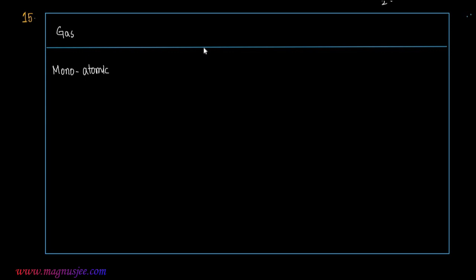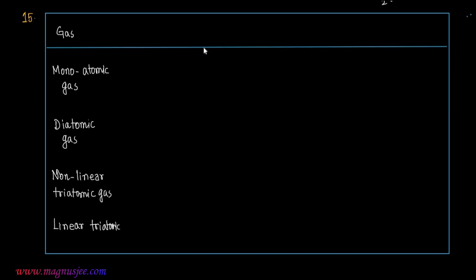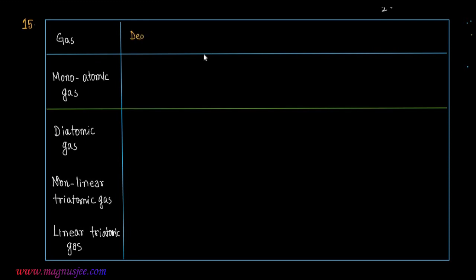Now we can make a table for different types of gas, having values of degrees of freedom and ratio of molar specific heats. We have to consider monoatomic gas, diatomic gas, non-linear triatomic gas, and linear triatomic gas. Degrees of freedom, under bracket F.